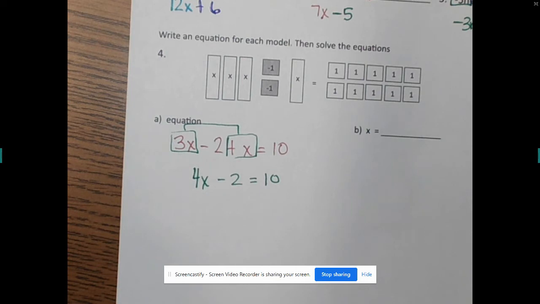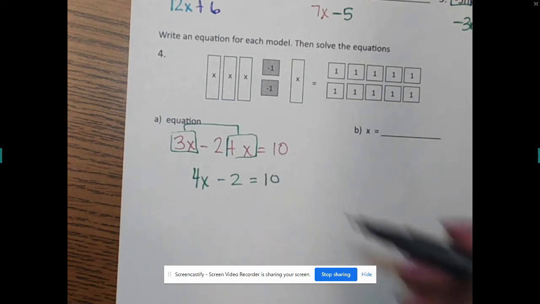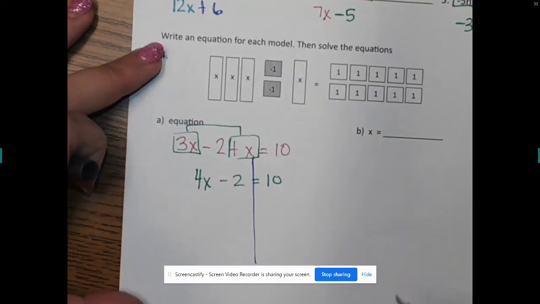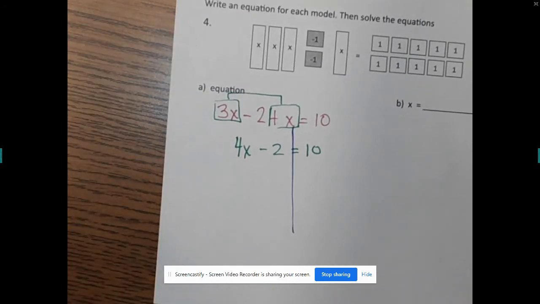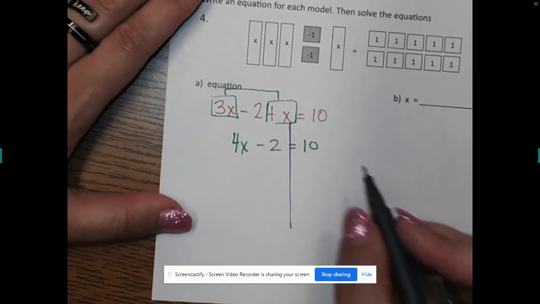I'm glad that no one got confused about not doing the 10, because the 10 is on the other side of the equal sign. So it's probably smart to draw that line first. Now it's just a regular algebra problem that you've been doing. What do?